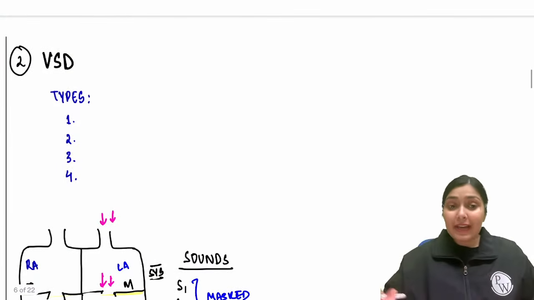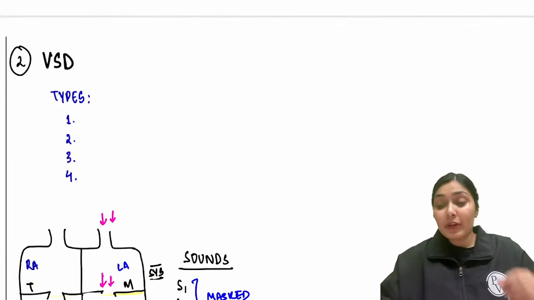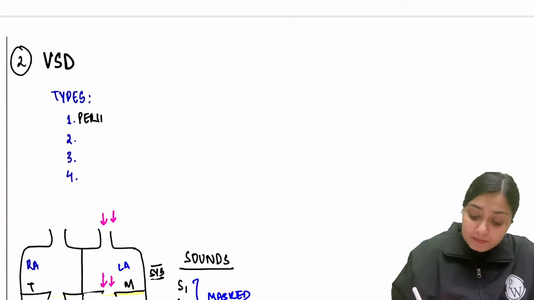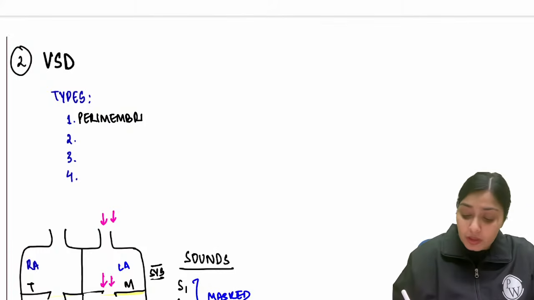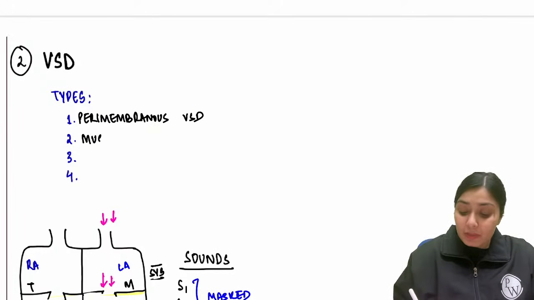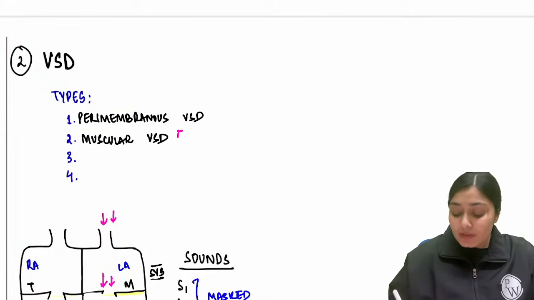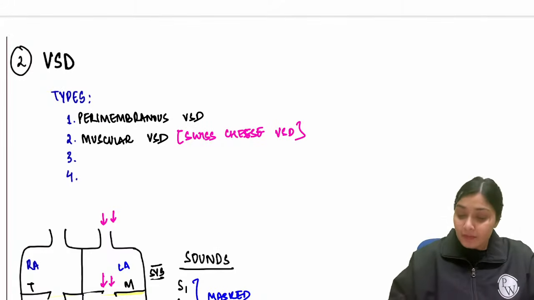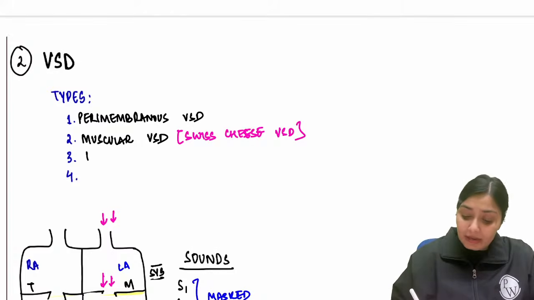Right? Now there are different types of VSD depending upon where the hole or defect is. We have perimembranous VSD. In the membranous portion, if there is a hole, perimembranous VSD. Then we have muscular VSD in the muscular septum. If the hole is there, usually multiple holes are seen, and this is known as a Swiss cheese appearance. Have you seen a Swiss cheese in Tom and Jerry? The cheese, right? Swiss cheese, multiple holes. Then we have inlet VSD and outlet VSD.